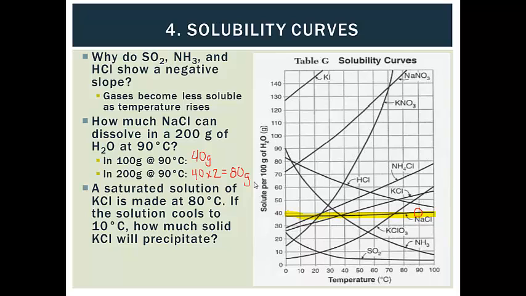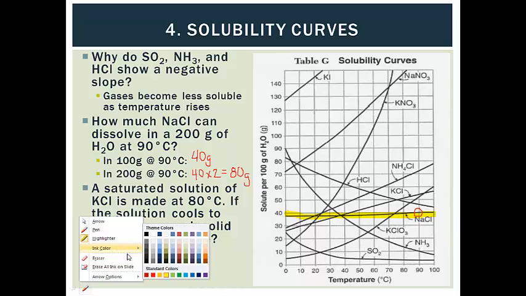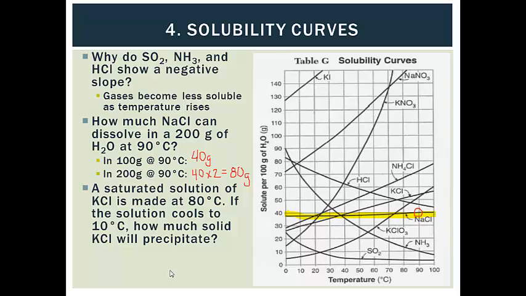Okay, a saturated solution of KCl is made at 80 degrees Celsius. If the solution cools to 10 degrees Celsius, how much KCl will precipitate? That is a fancy word for fall out of solution. Just like before, first thing we're going to do, we're going to highlight the correct line so we don't get confused. First thing I've got to figure out is how much would dissolve at 80. So here's 80, follow my line up. I'm at about 52.